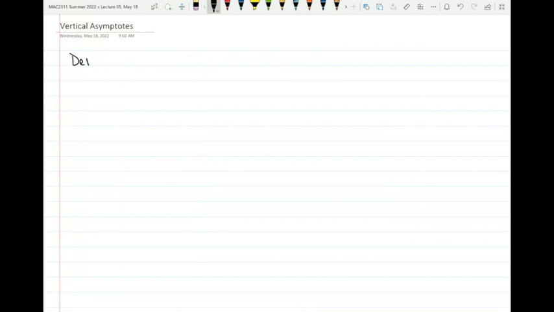Okay, so definition. Suppose that we have a function. So this is the definition of vertical asymptote. And remember, here we are recollecting tools that we're going to use later, because our ultimate goal is to take a function and graph it. Okay? And the asymptote information is important for the graph of a function.